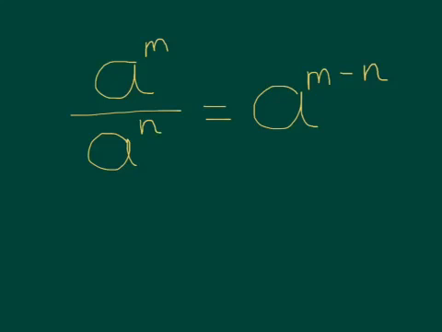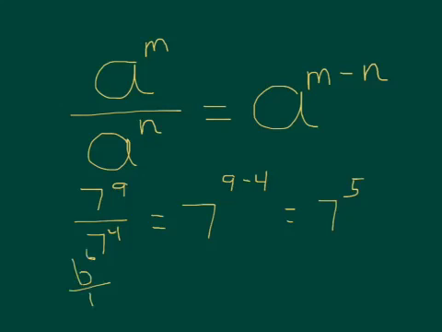So if you remember back, we did 7 to the 9th over 7 to the 4th, and our answer was 7 to the 5th power. I can get that by 7 to the 9 minus 4 power, or 7 to the 5th power. And that's a little bit faster than expanding it out, although expanding it out helps you understand why. So the same is true if I have b to the 6th over b to the 3rd. We end up with b to the 6 minus 3, or b to the 3rd power.